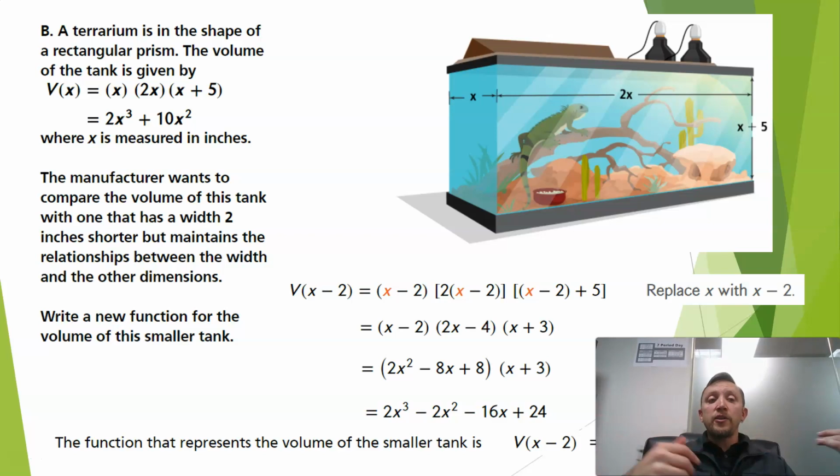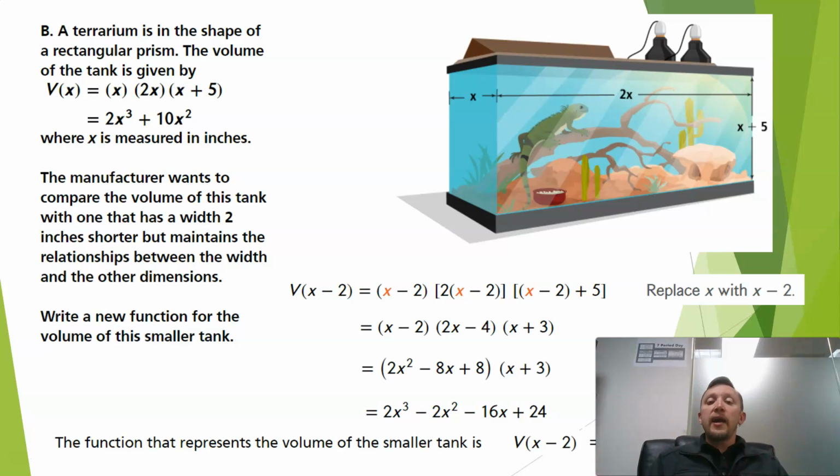All right, so we have that equation, 2x cubed plus 10x squared. Now it says the manufacturer wants to compare the volume of this tank with one that has a width 2 inches shorter, but maintains the relationship between the width and the other dimensions. So we're going to write a new function. In the previous one, we just replaced x with 3x. Here, we're reducing it by 2 inches, so we're going to have x minus 2.